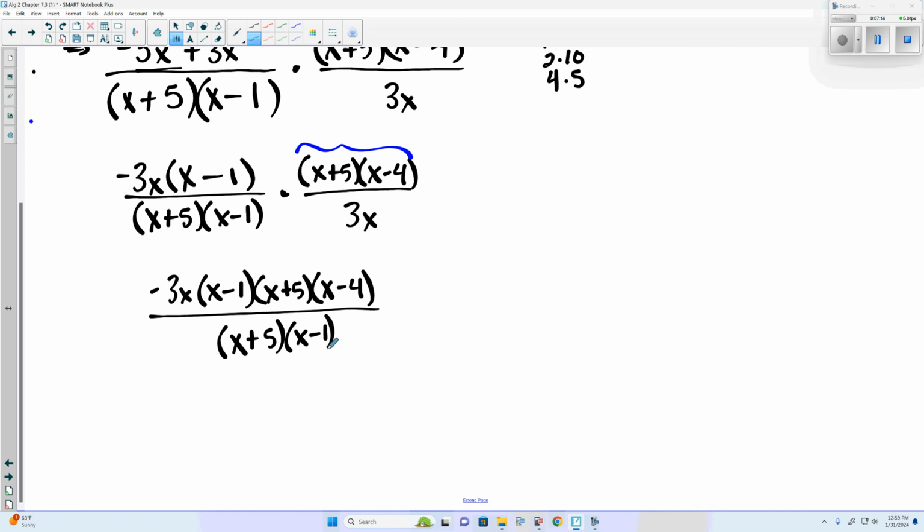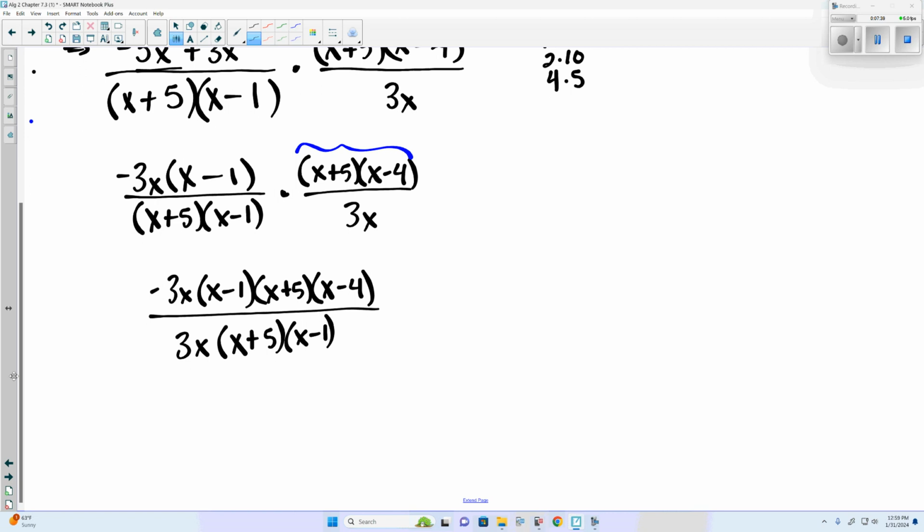Same thing is true with our denominator, but it is helpful, especially with simplifying and keeping track of all of our terms, to move any monomial or single term expressions, in this case the 3x, to the front, just so we can keep them all in the same place. Questions on this here before we start simplifying?